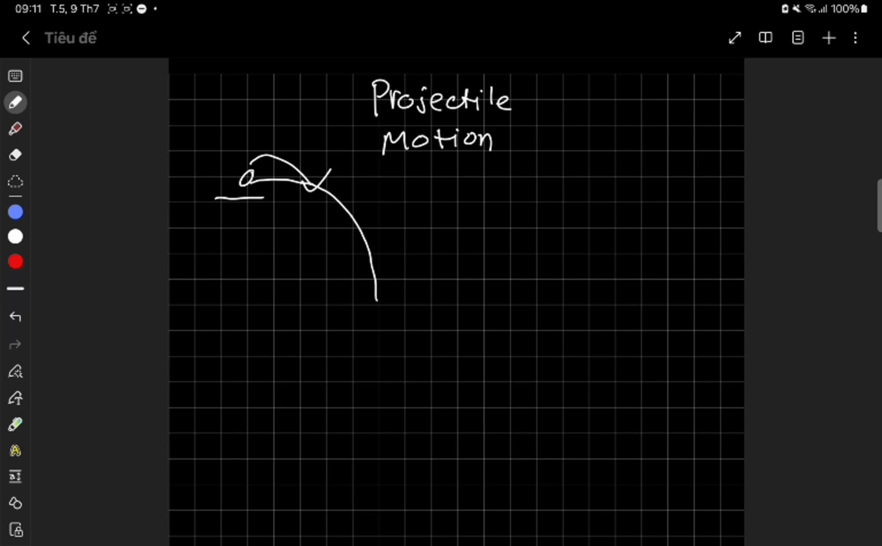So I will call this vertical projectile motion, and it will have the curvature like this, like when you throw a ball or shoot a cannonball.